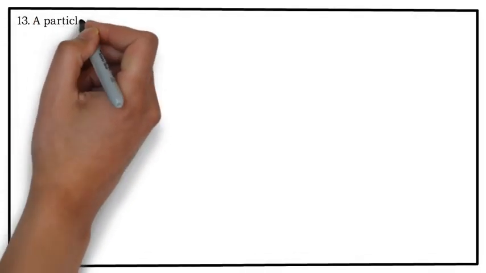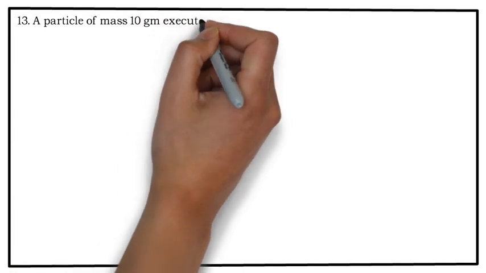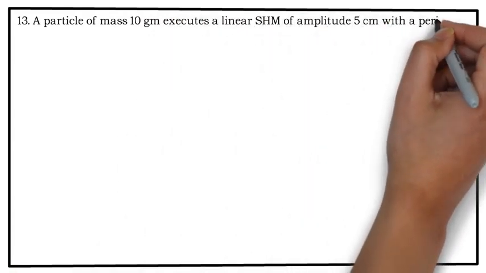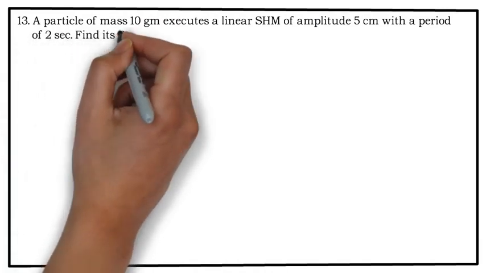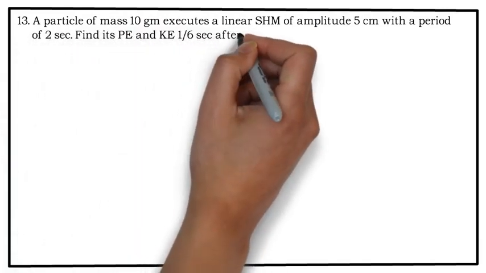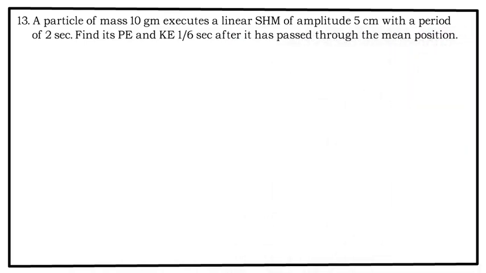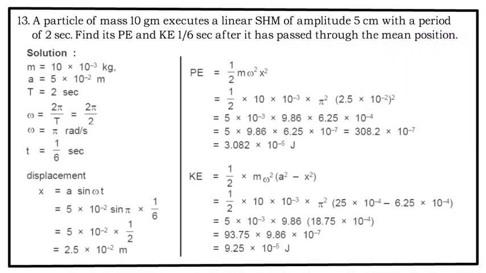Problem 13. A particle of mass 10 gram executes linear SHM of amplitude 5 centimeter with a period of 2 seconds. Find its PE, that is potential energy, and kinetic energy 1/6 seconds after it has passed through the mean position. Solution: M is equal to 10 into 10 raised to minus 3 kg. Amplitude A is equal to 5 into 10 raised to minus 2 meter. Time period capital T is equal to 2 seconds.